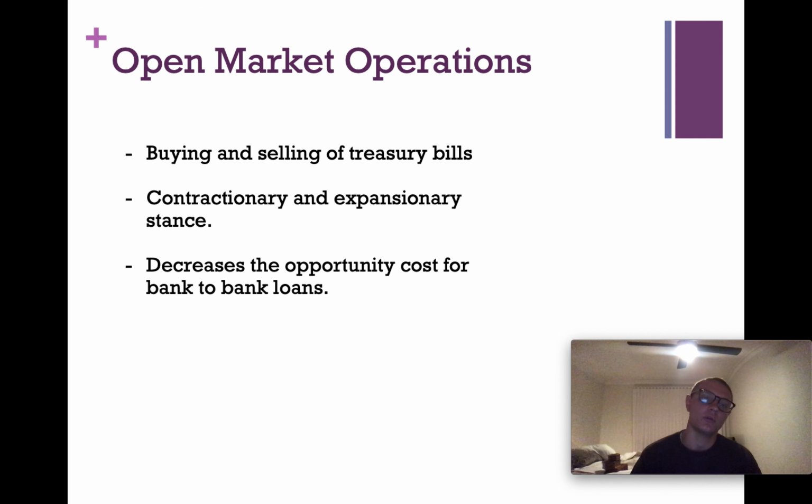So, for example, if the central bank wanted to expand the economy, it would buy securities from the other banks in order to increase their money supply so they can lower their interest rates and feel pressure to lend out more money. This also decreases the opportunity cost for bank-to-bank loans, so interest rates and the federal funds rate will fall with that.